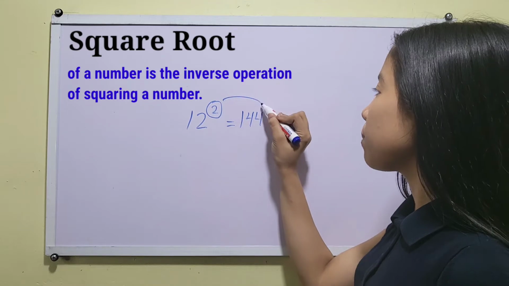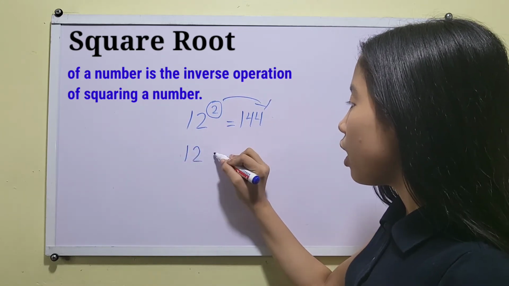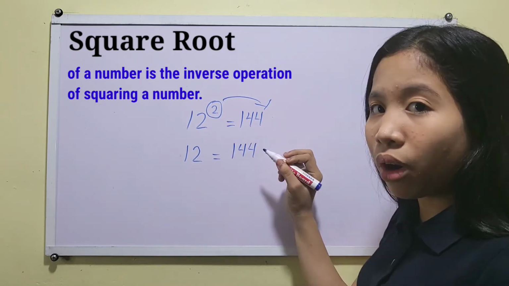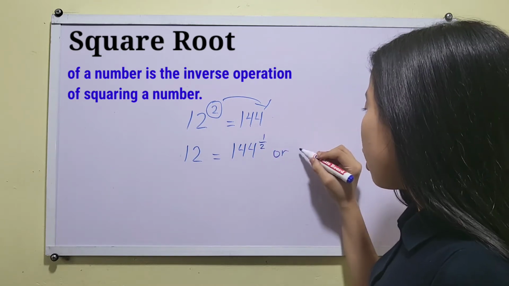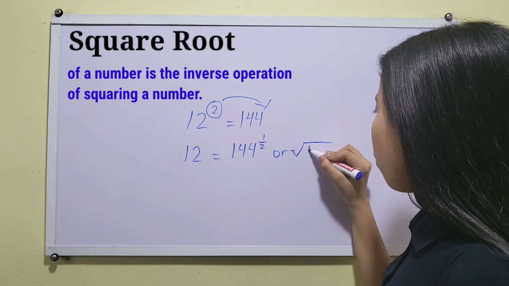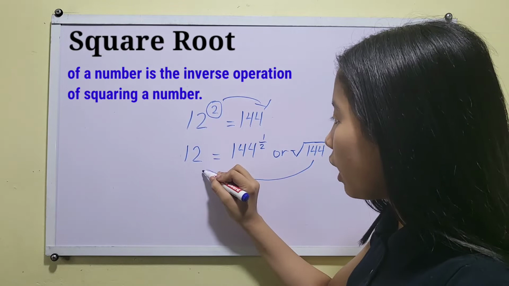And we are going to transpose it to the other side. We would have 12 is equal to 144 to the power of 1/2. Or we could say that it is the square root of 144. And the square root of 144 is 12.